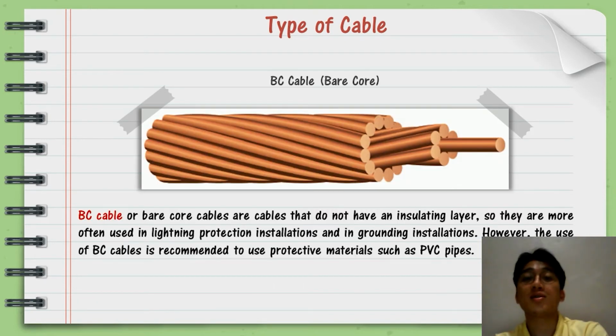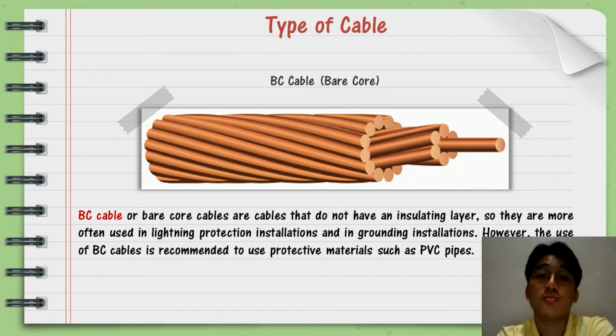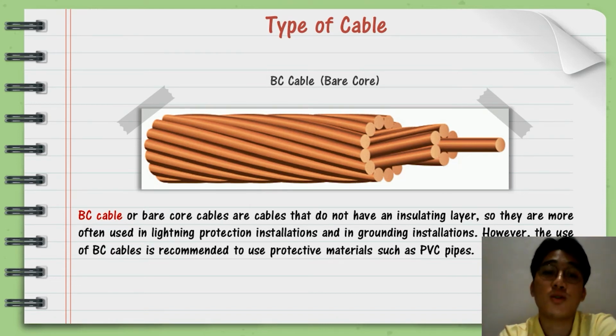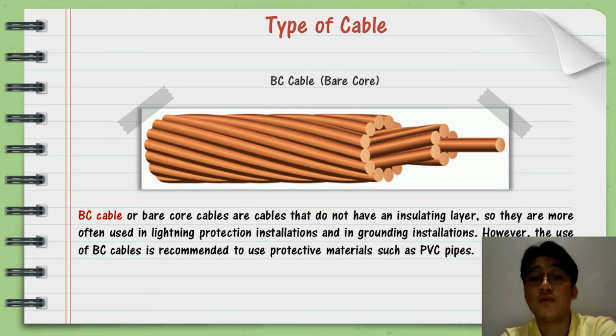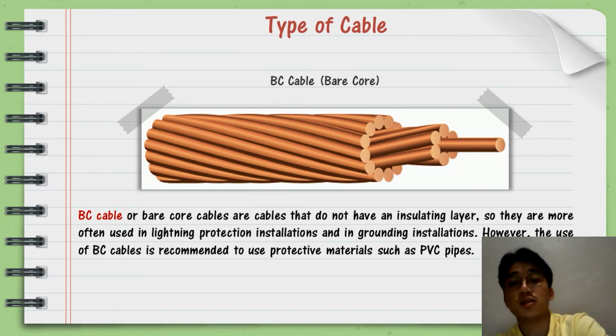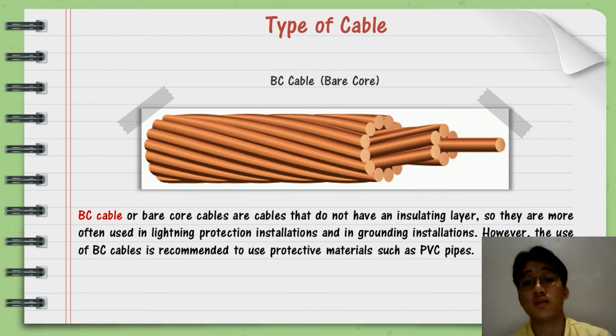Next one is BC cable, or known as bare core cable. BC cables do not have an insulating layer, so they are more often used in lightning protection and in grounding installations. However, the use of BC cables is recommended with protective materials such as PVC pipes.